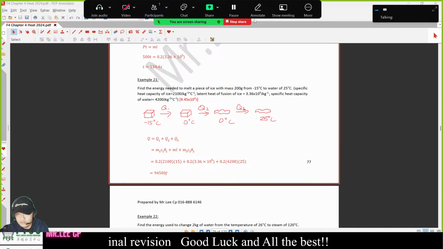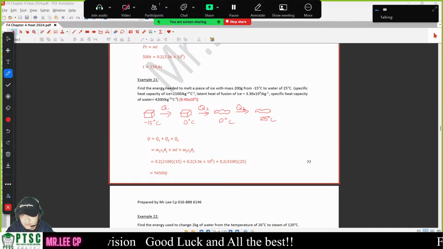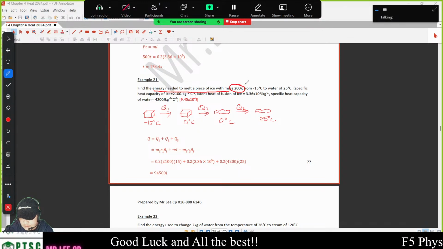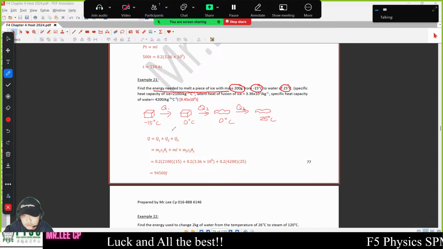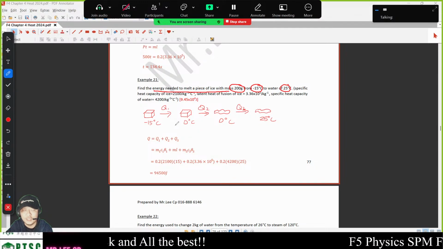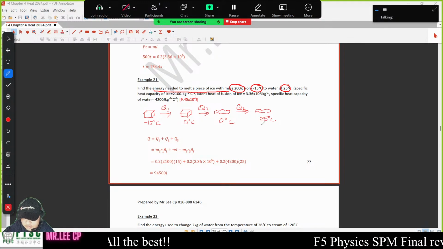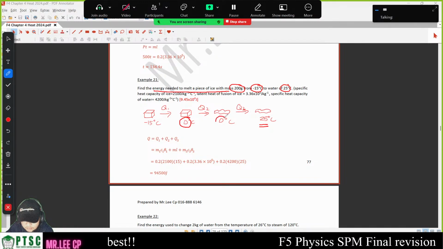For example, this one. Okay, I simply take one example. Now find the energy needed to melt a piece of ice, 200 grams, from -15 to 25. So you draw it out first, right? My way is I like my student to draw it out, -15 to 25. So in between, you need to know the melting point, 0.